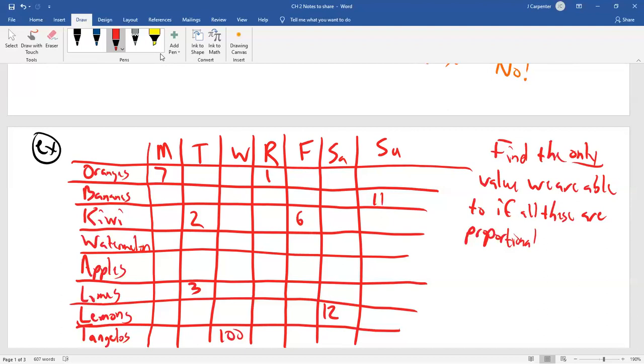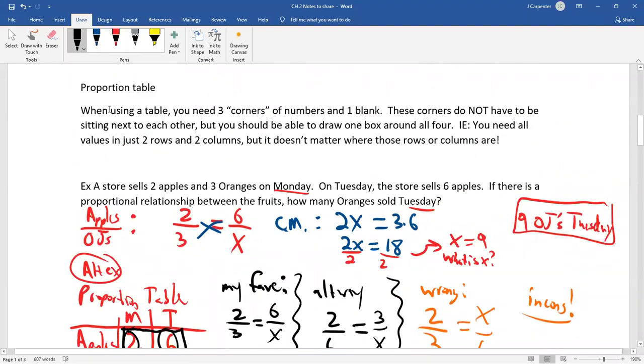I believe I drew that up correctly. Yes, we're good. And you might think otherwise, but we're going to draw a whole bunch of different boxes and we'll ultimately find the one that works. But we'll do them wrong first. So here's the reminder. You need 3 corners and a blank. These corners don't have to be sitting next to each other. You can skip rows, you can skip columns, but you should be able to draw one box, one quadrilateral, 4 corners, around those where 3 of them would be numbers and 1 would be a blank. And again, the real tried and true idea here is that you need values along 2 rows and 2 columns. It just doesn't matter where those rows or columns are.